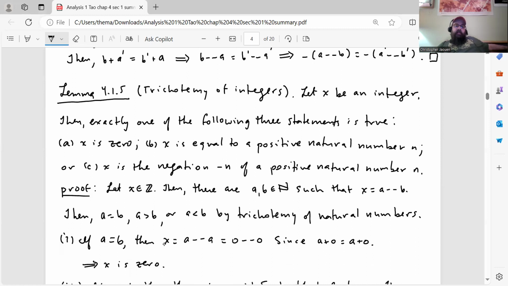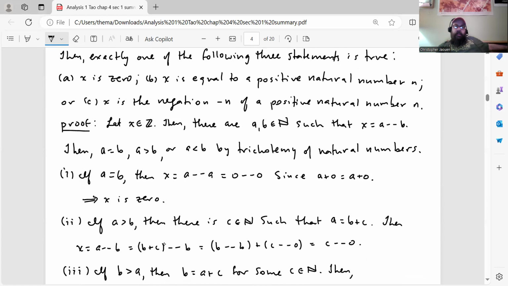Right, next we have a trichotomy lemma for the integers. Lemma 4.1.5: let x be an integer, then exactly one of the following three statements is true. A, x is 0; B, x is equal to a positive natural number n; or C, x is the negation, negative n, of a positive natural number n. So here's my proof.